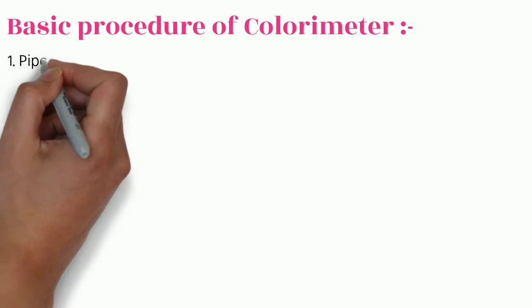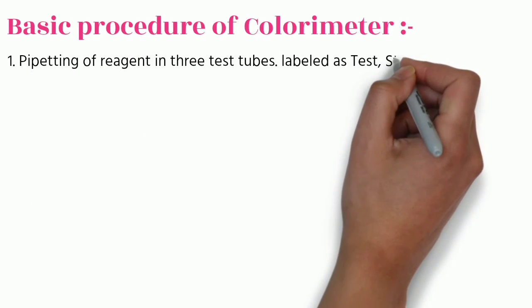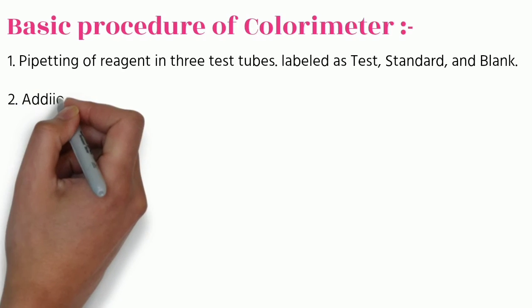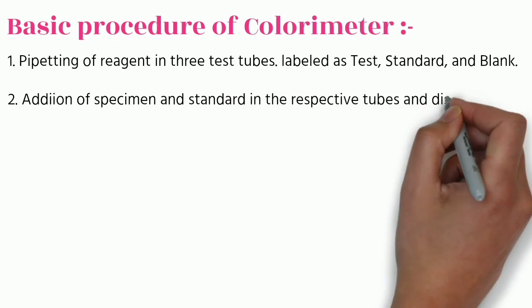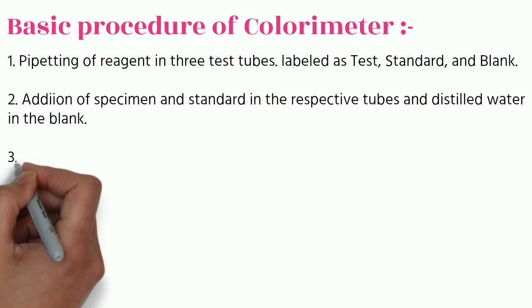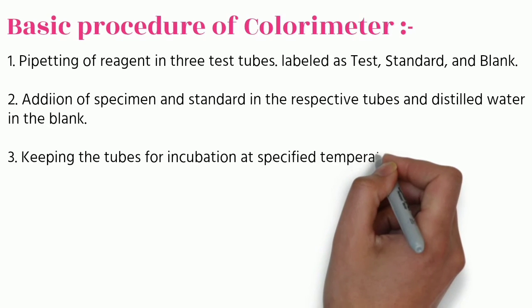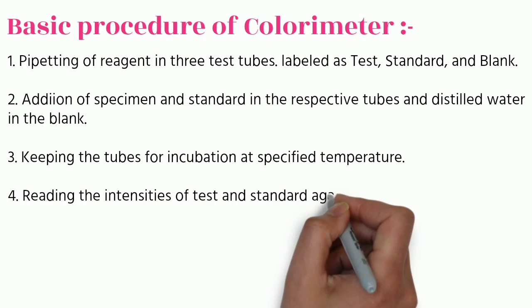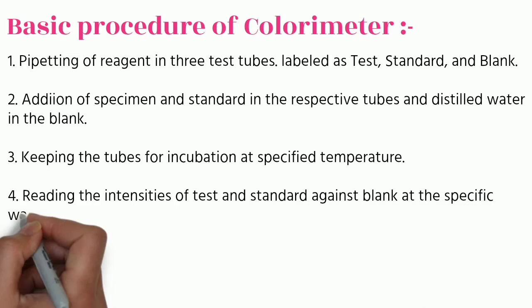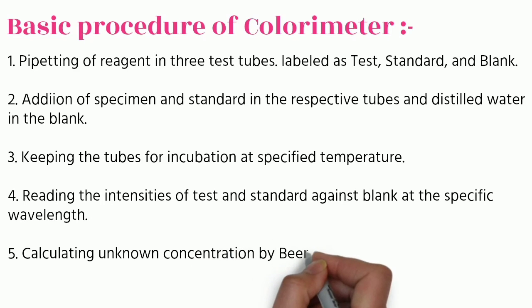First of all, we have to pipette the reagent into three test tubes, and we have to label them test, standard, and blank. Then we add the specimen and standard in the respective tubes and distilled water in the blank. Keep the tubes for incubation at a specific temperature. Then read the intensities of the test and standard against the blank at the specific wavelength. Then calculate the unknown concentration by Beer's law.